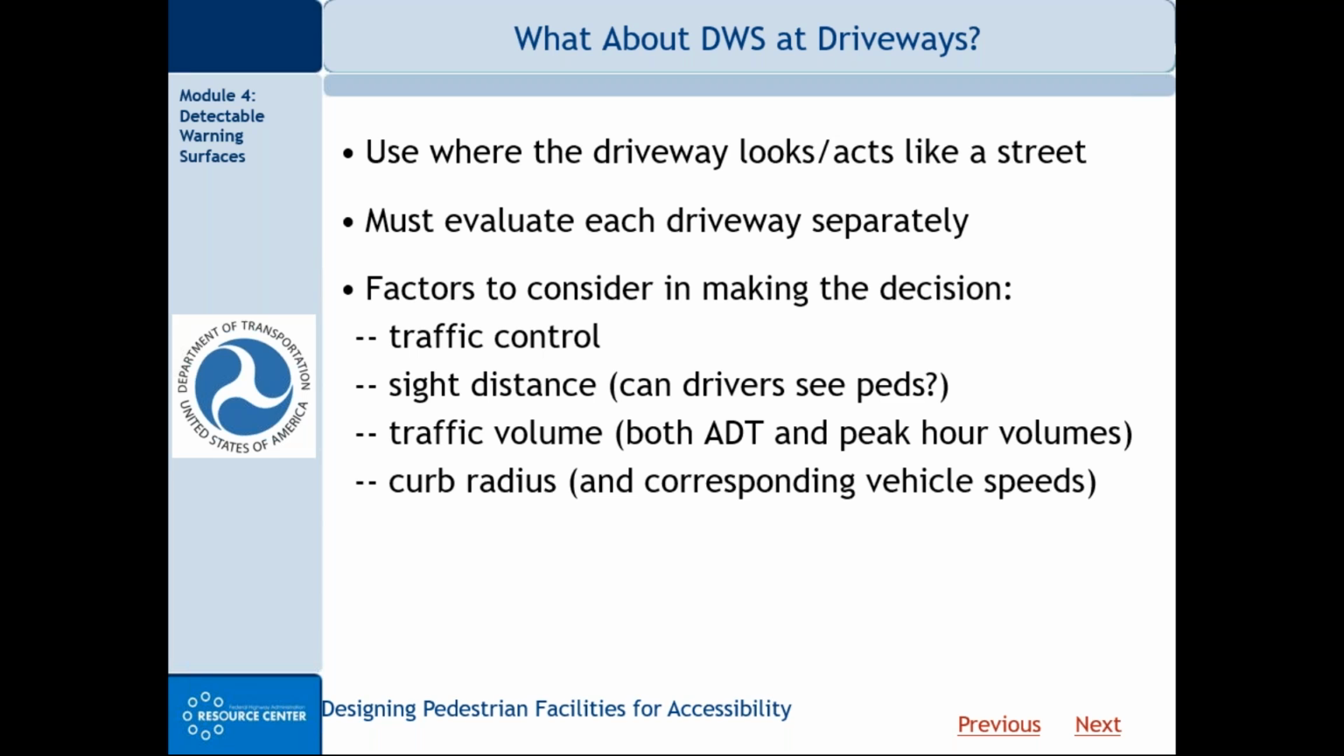I'd look at the traffic control. Certainly if there's a signal at the driveway, like you might find at a large mall or something, then I would say, yes, we definitely need to have detectable warnings. If it's stop controlled, maybe not. If there's no control, again, then maybe or maybe not. Look at sight distance. Can drivers see pedestrians? Look at traffic volume, not only the average daily traffic, but peak hour volumes. And look at the curb radius. What speed can drivers enter or leave the driveway? And if they can do it at relatively high speed, I probably would put in detectable warnings.